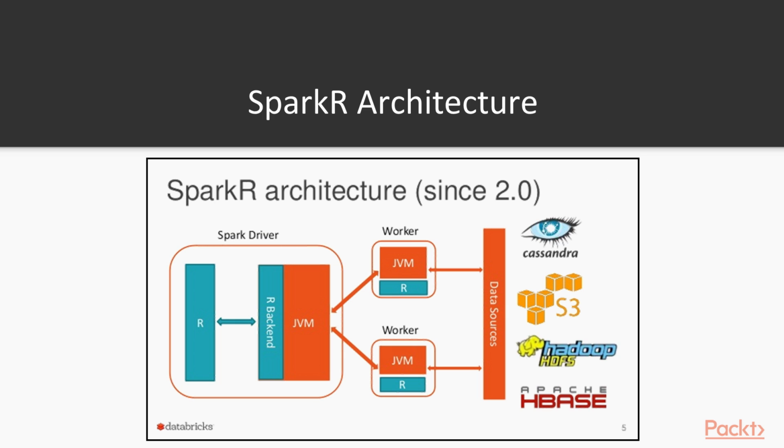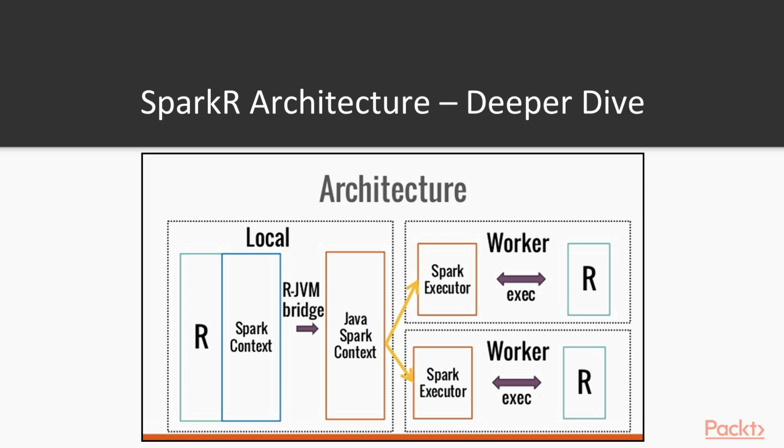And this is the Spark architecture at a glance. So we have the Spark driver, that is a normal driver, but it needs to have R installed. Then we have workers that run on the JVM, but R is also installed on the workers. So we are able to execute R code that starts Apache Spark underneath. Then we have some data sources like Cassandra, Amazon S3, Hadoop, HDFS, or Apache HBase, from which we can load data. And let's see what it looks like in more depth.